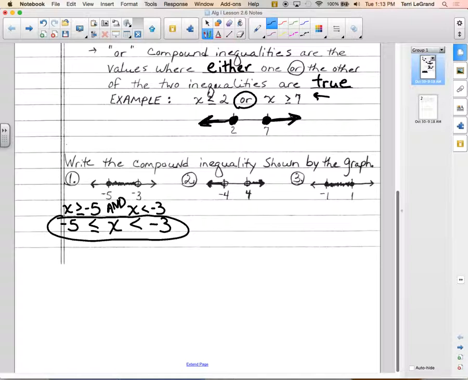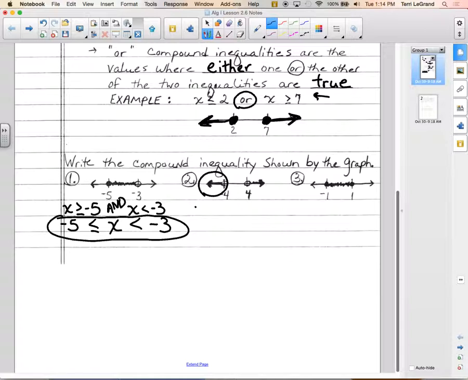Okay, let's try the second one. Okay, what's this inequality at the left end? Riley? -4. Just -4? What's the inequality that describes that graph? What's the algebraic inequality? Christina?